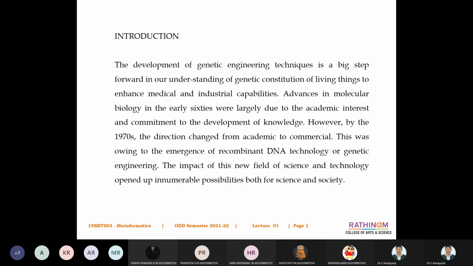The development of genetic engineering technique is a big step forward in our understanding of the genetic constitution of living things, to enhance the medical and industrial capabilities. Advances in molecular biology in the early 60s were largely due to academic interest, commitment to the development of knowledge. In the 1970s, the direction changed from academic to commercial. This was owing to the emergence of recombinant DNA technology or genetic engineering.